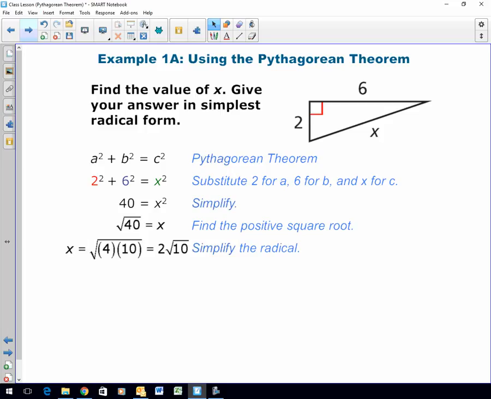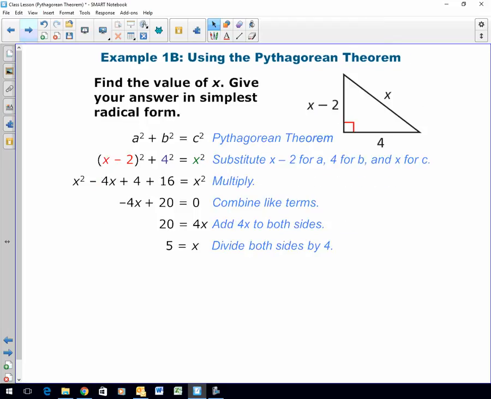How do I get rid of this power of 2? Take the square root from both sides. If I take the square root from both sides, I get the square root of 40. I'll tell you later in the day how I want you to simplify that. Sometimes we're going to put it in simplified radical form. Sometimes we'll put it in decimal form. That's the answer. This is the simplified radical form of the answer.